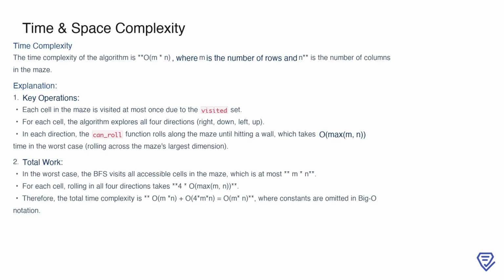In the worst-case scenario, the BFS will visit all accessible cells, which is at most m multiplied by n, the total number of cells in the maze. Additionally, for each of these cells, rolling in all 4 directions adds a factor of 4 times O(max(m, n)). Combining these, we obtain a total time complexity of O(m * n), as constant factors are ignored in big O notation. This ensures the algorithm scales efficiently with the size of the maze.